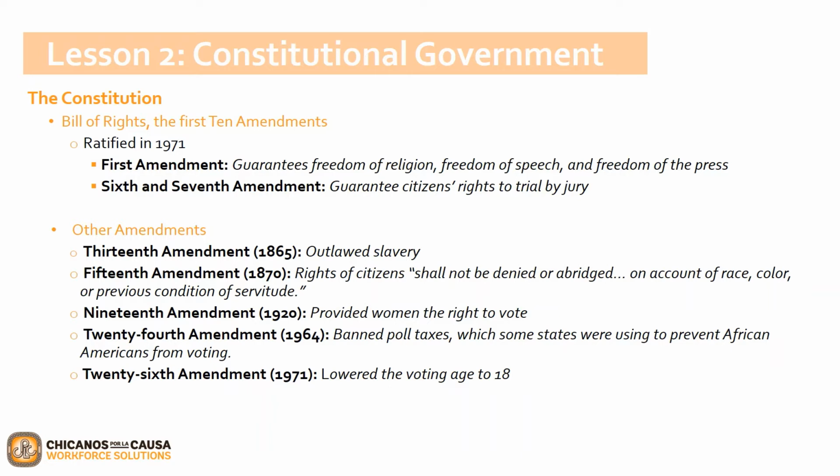Some other important amendments within the Constitution include the 13th Amendment, which outlawed slavery. The 15th Amendment, rights of citizens shall not be denied or abridged on account of race, color, or previous condition of servitude. The 19th Amendment gave women the right to vote. The 24th Amendment banned poll taxes, which some states were using to prevent African Americans from voting. The 26th Amendment lowered the voting age to 18 years old.